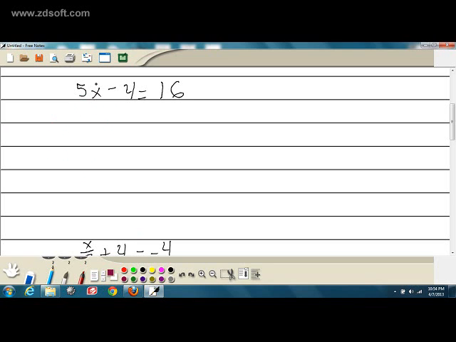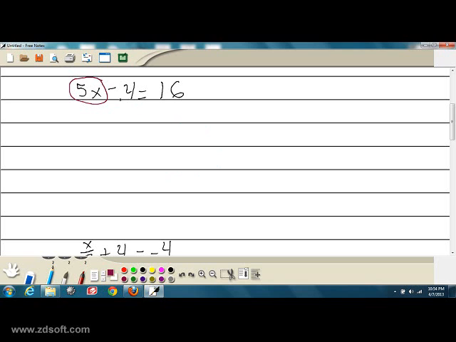It's 5 times x first. So this is our first layer of the onion, first thing. And then we have to subtract 4 from it. So it's 5 multiplied by x first, and then subtract 4. So subtracting 4 is the last thing we did to it. Since it's the last thing we did, it's the first thing we're going to take away.